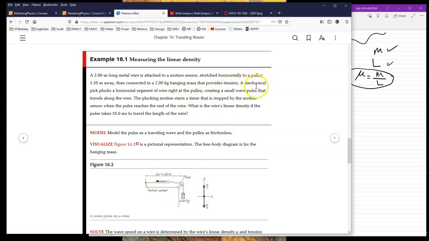Okay, that provides tension. So the mass is pulling, because of the weight, and so there is a tension in the string here. A mechanical pick plucks a horizontal segment of the wire right at the pulley, creating a small wave pulse that travels along the wire. The plucking motion starts a timer that is stopped by the motion sensor when the pulse reaches the end of the wire. What is the wire's linear density? He wants mu. If the pulse takes 80 milliseconds to travel along the wire. Okay, let's talk about that.